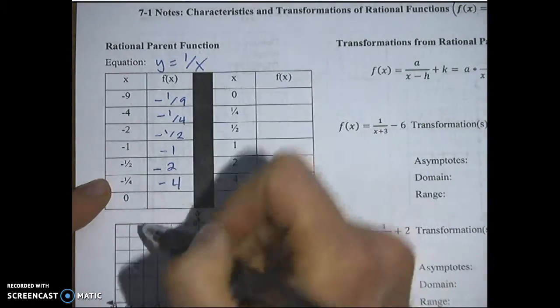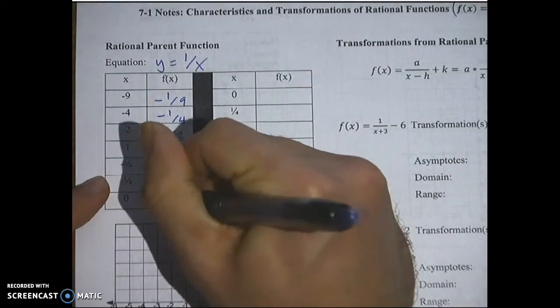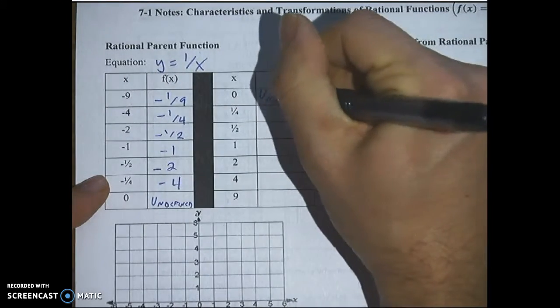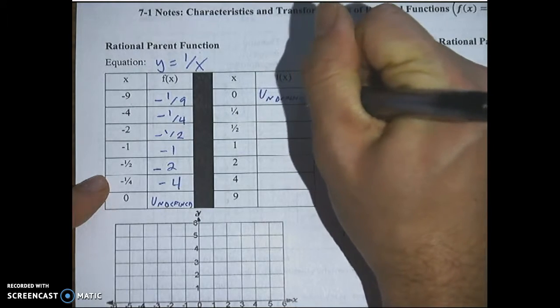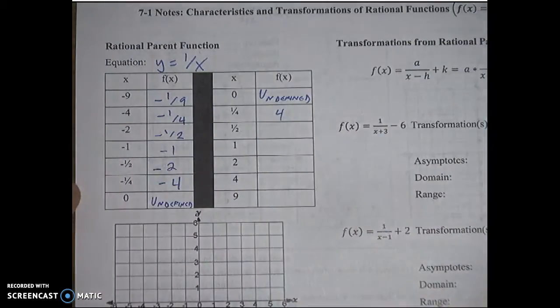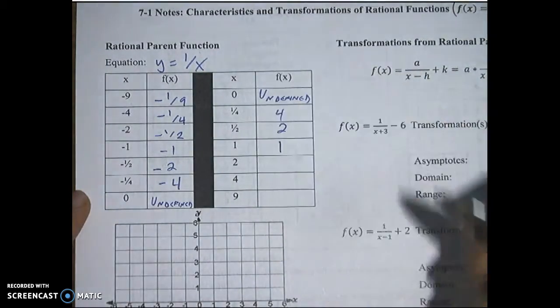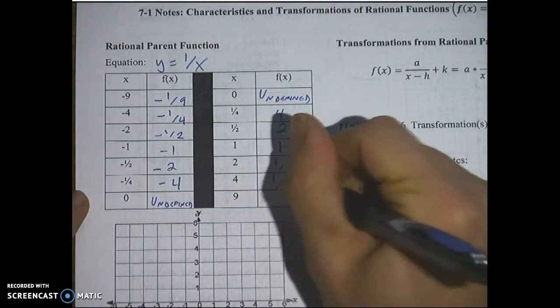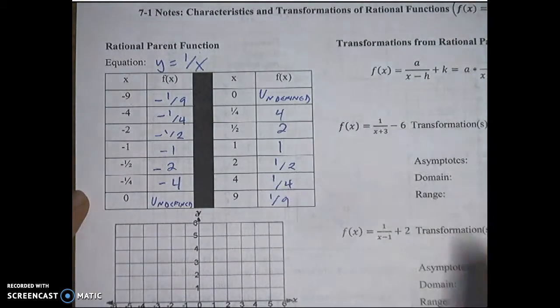Of course, 1 divided by 0 is undefined, and undefined. Plug in a 1/4. 1 divided by 1/4 is 4. 1 divided by 1/2 is 2. 1 divided by 1 is 1. 1 divided by 2 is 1/2. 1 divided by 4 is 1/4. And then 1 divided by 9 is 1/9.